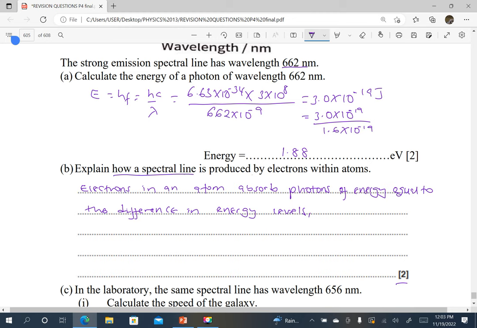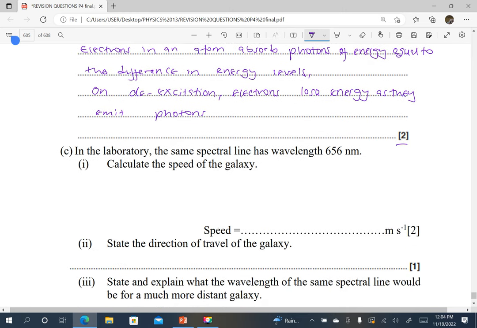Remember, we have discrete energy levels. So on de-excitation, electrons lose energy as they emit photons. So on de-excitation, the electrons will lose energy as they emit those photons.